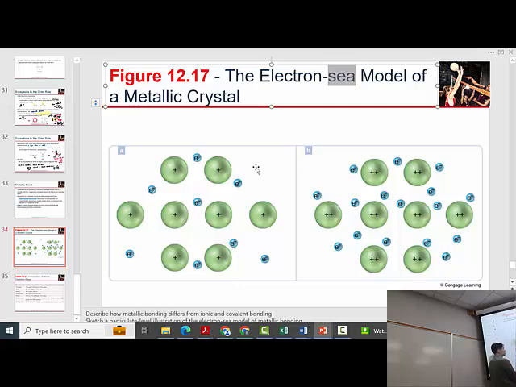So this would be like sodium metal, one valence electron. This would be like magnesium metal, two valence electrons. The valence electrons are free in the ocean. However, the nuclei are kind of fixed here. The nuclei being the nucleus and the rest of the electrons, the inner shell core electrons. So that's what's being shown here. The nucleus plus the core electrons.